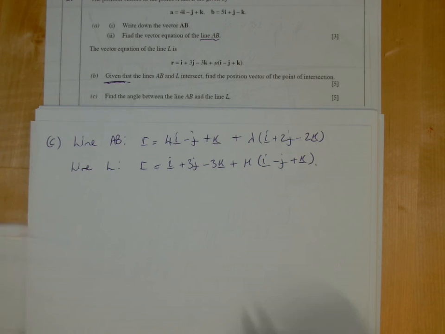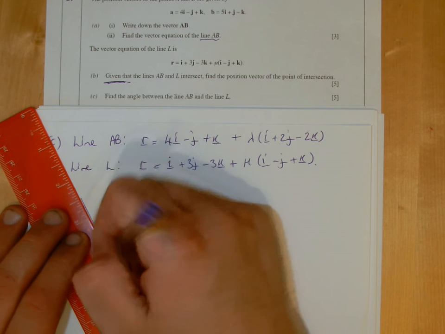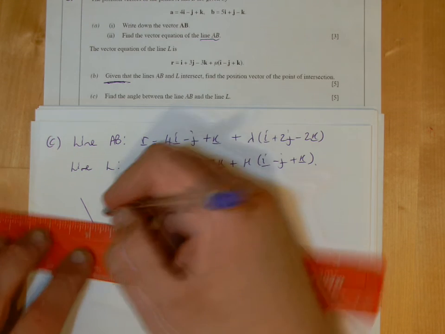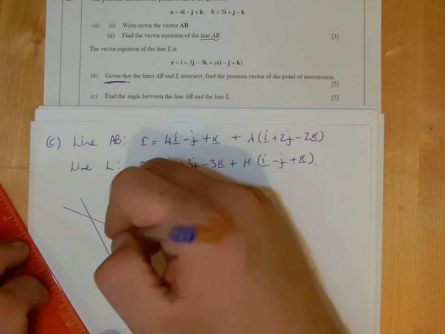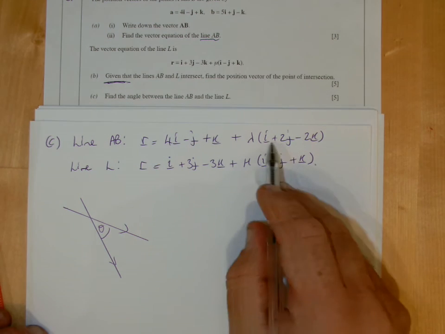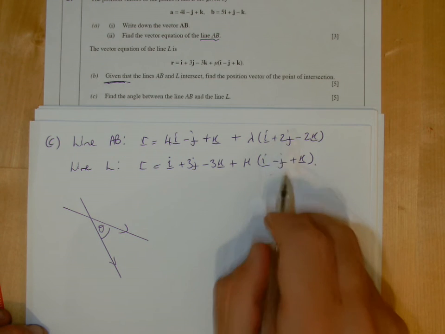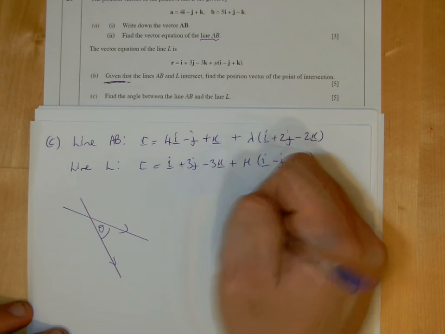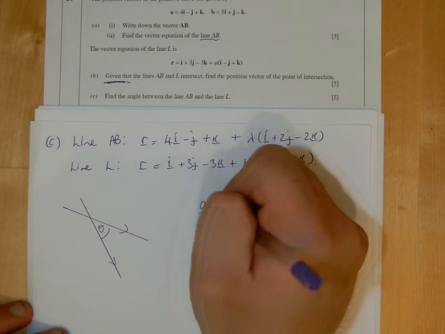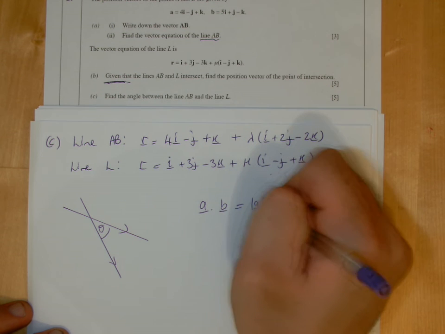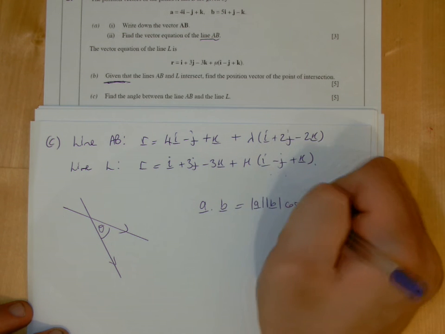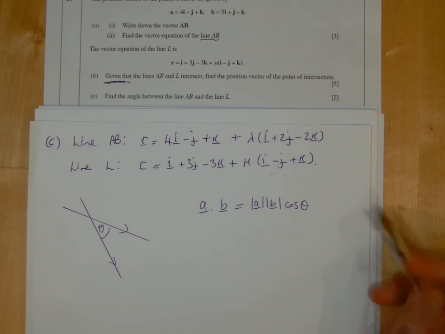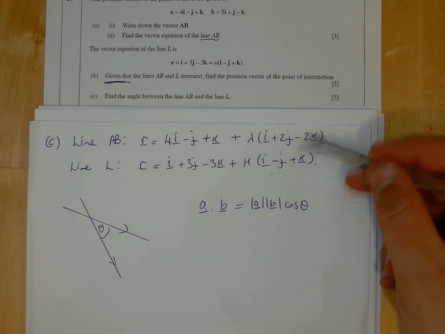So when they ask for the angle between AB and the line L, we want to think of the direction of these vectors, to get the angle between them. So we're going to use these two here. That's really important. If you remember that formula, which in general is A dot B equals mod A mod B cos theta, we're going to use these two together here.